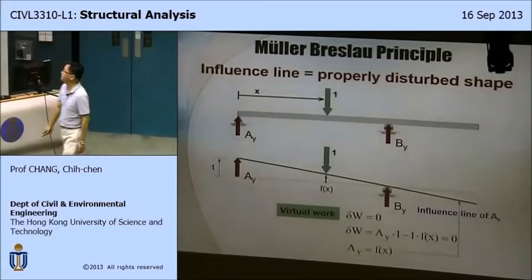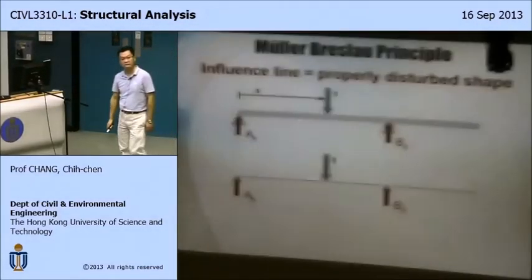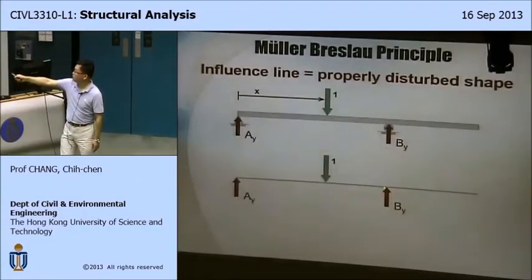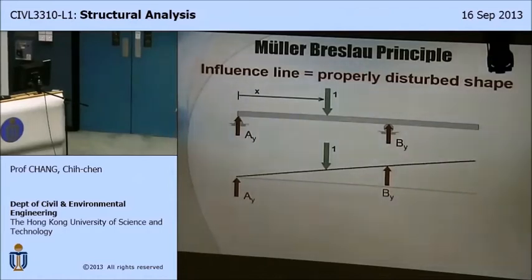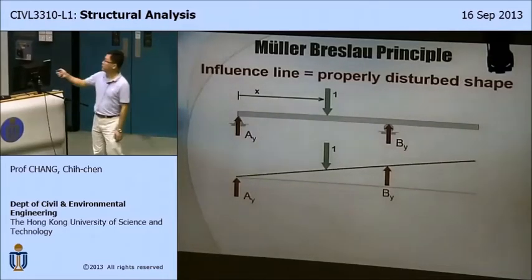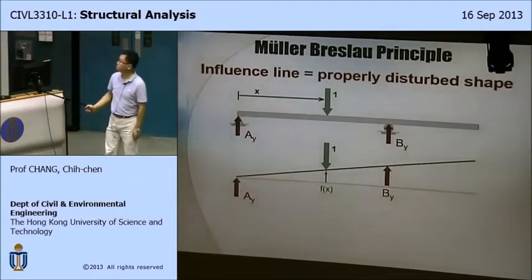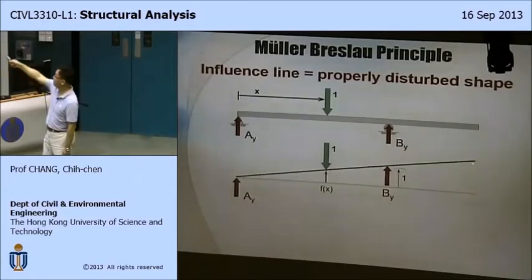All right, similarly, we can do the BY influence line. Let's do the BY influence line. So push B up by 1 unit while holding point A stationary. So do it like that. Push B up by 1 unit, creating this profile. This profile is f(x).